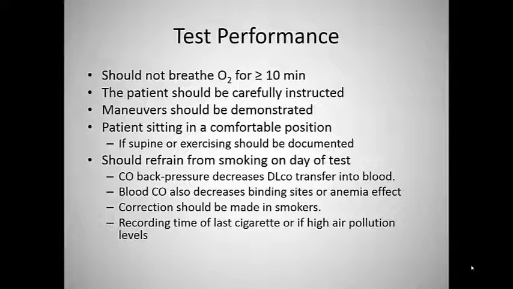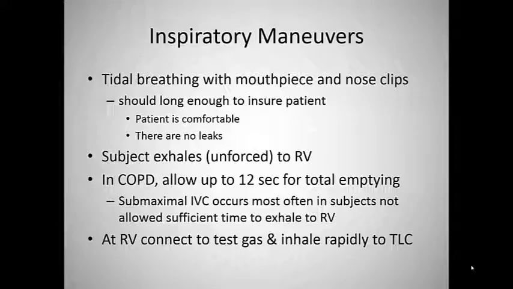Okay, carbon monoxide back pressure decreases diffusion. We talked about that already. That also decreases binding sites. We call that the anemia effect. Not only is there back pressure in the blood from the decreasing diffusion going across during the measurement, but also by the fact it's binding to the hemoglobin itself, you get like an anemia effect. It's binding up sites and taking that hemoglobin out of the picture. Corrections should be made in smokers, and we'll talk about how we do that. Recording time of last cigarette, or if high air pollution levels, that should be recorded on the report also. Again, we rarely have our people do that when we really should be doing that.